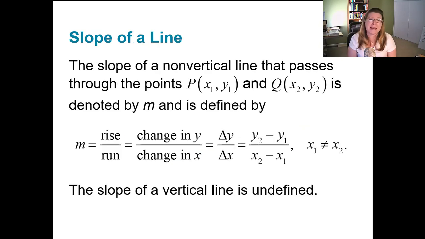Now, of course, there's got to be some math involved, right? So let's say we have 2 points, and we'll just call them P and Q. Our slope is going to be rise over run, and the rise is the change in the y values, and the run is the change in the x values. Another symbol for change is delta. It's the Greek letter delta. So delta y over delta x, the change in y over the change in x.